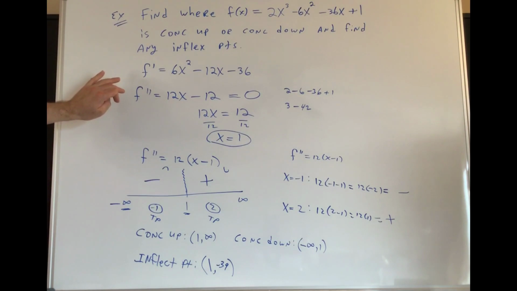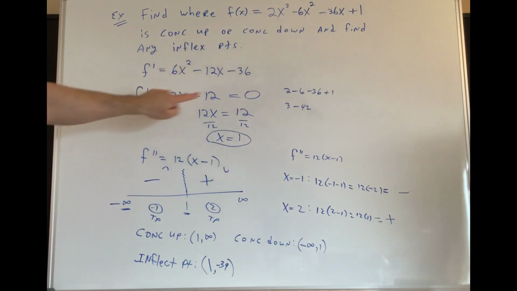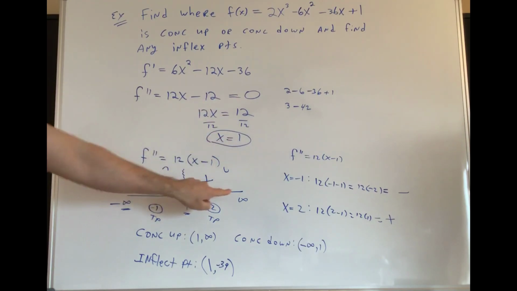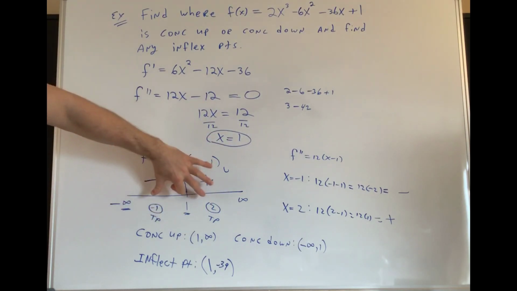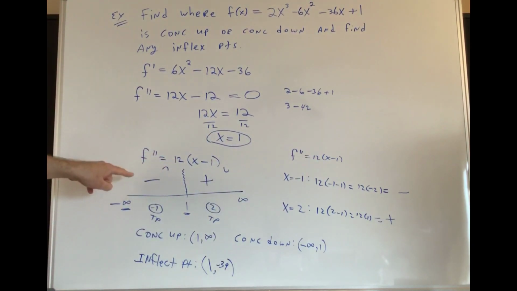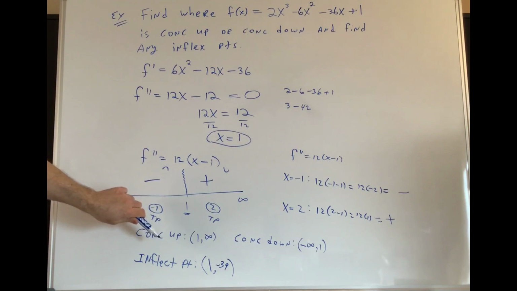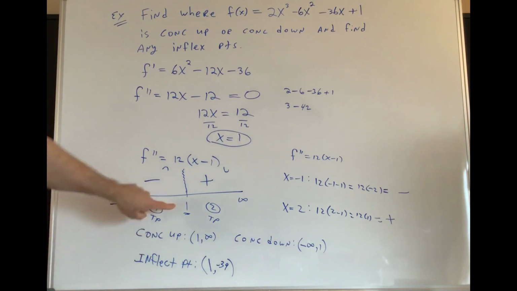I took my second derivative. I had to take the first derivative before that. Second derivative, set equal to 0. Solve. Put that on a number line. Pick test points. Plug those test points into the second derivative. Determine your sign, whether it's positive or negative. Figure out if you have an inflection point. If you do, you plug it back into the original and you get the y value.